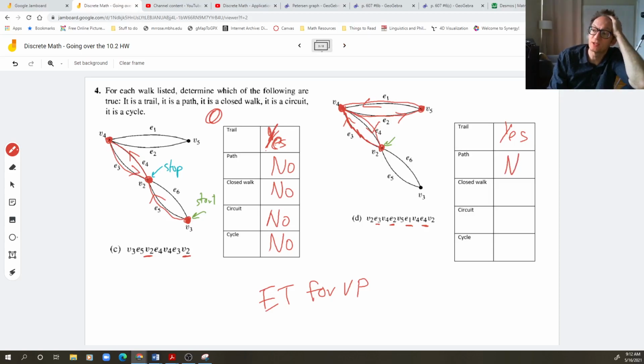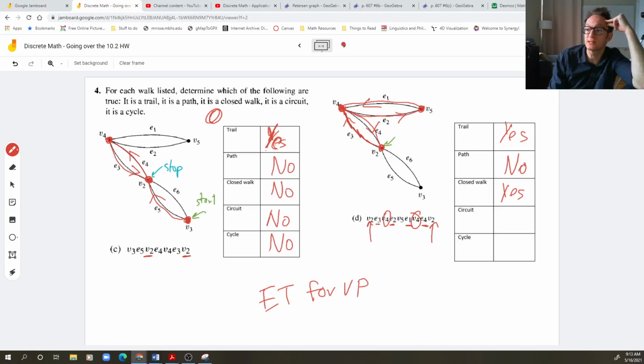Is it a path? Well, certainly not, right? Because vertices are definitely revisited. V4 is being used multiple times. So this is not a path. Is it a closed walk? Yes. That can be seen very easily by seeing that we start and end at V2.